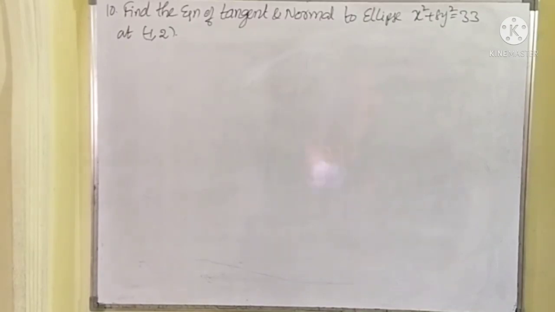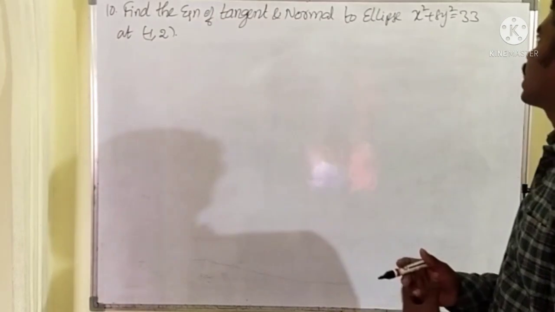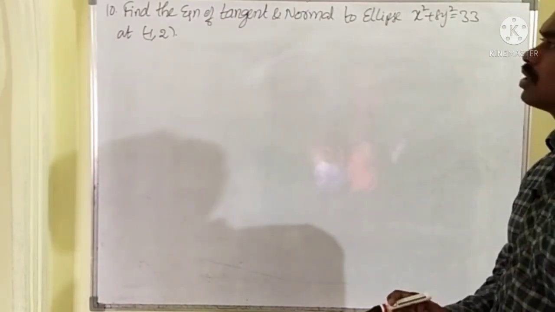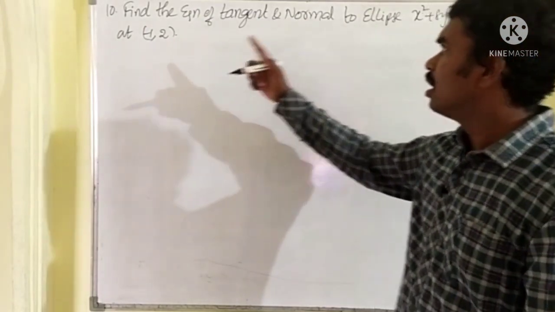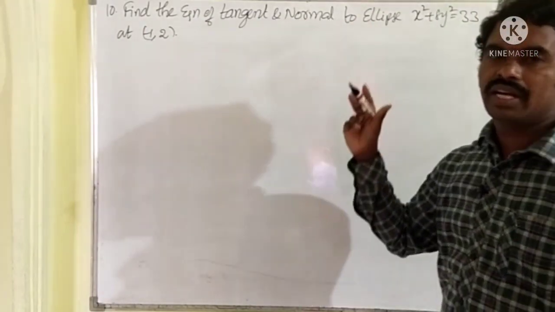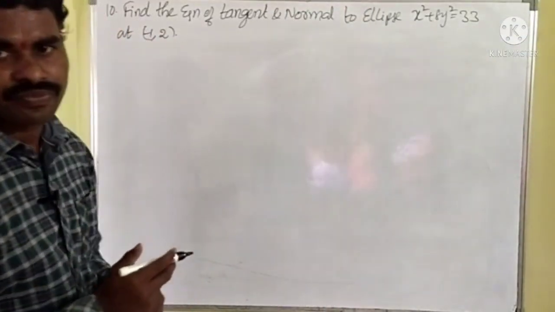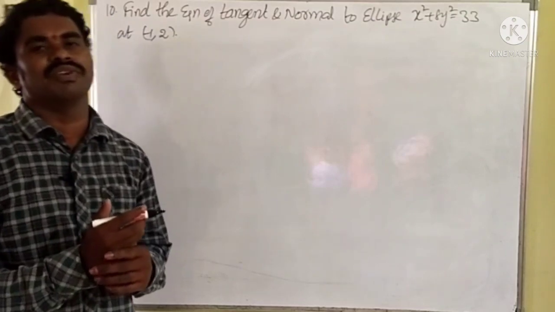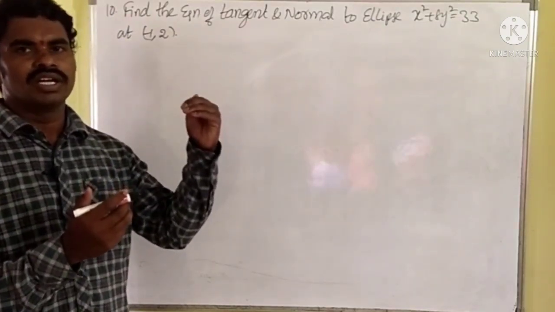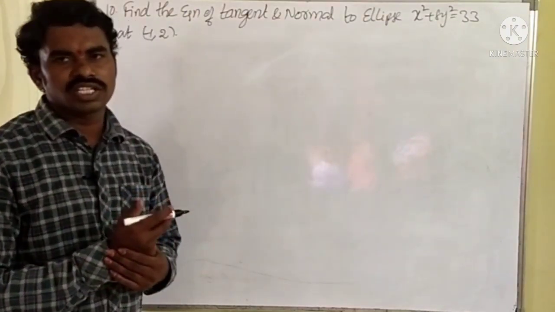Yes, 10th question. Find the equation of tangent and normal to the ellipse x square plus 8y square equal 33 at minus 1 comma 2. So here the point is given, what is the tangent equation? Point is given, what is the normal equation? Whenever point x1 y1 is given, what is the tangent equation? Yes, S1 equal to 0, very good. Otherwise x1 by a square plus y1 by b square minus 1 equal to 0. Similarly we can write the normal equation also, that also we have.